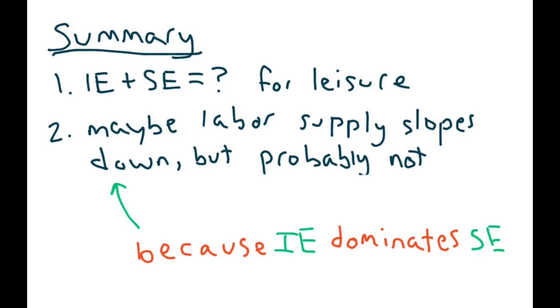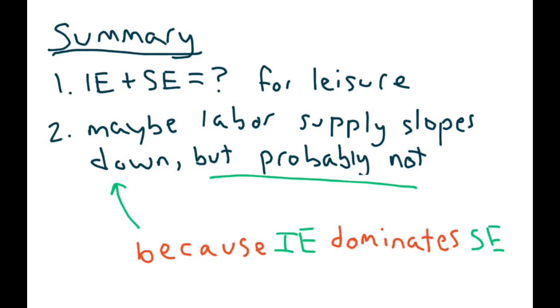If your labor supply is going down, it means that as your wage goes up, the income effect that makes you want to work less, spend time with your family, is bigger than the substitution effect of you wanting to work more because the wage is higher. So the net effect is, as the wage goes up, you supply less labor, which is completely odd. That's why I add in at the end, probably not. No one's ever observed downward sloping labor supply.